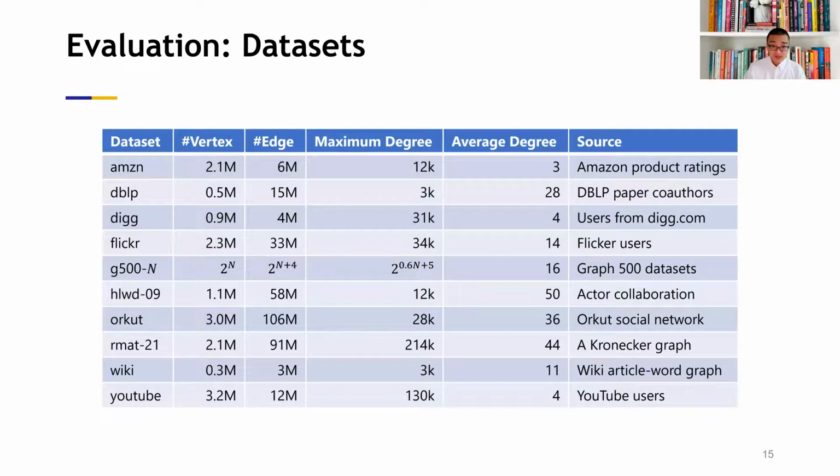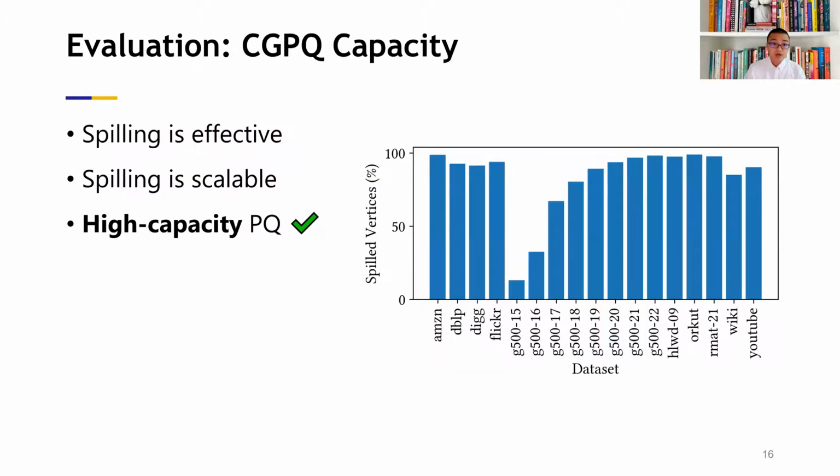This slide lists the datasets used in the experimental evaluation. We first evaluate the CGP. This figure shows the percentage of spilled vertices over the total amount of vertices pushed to the CGP, which are collected by the performance counters inserted to the accelerator. We can see that the spilling mechanism is very effective. Most datasets leverage spilling to hold the large frontier.